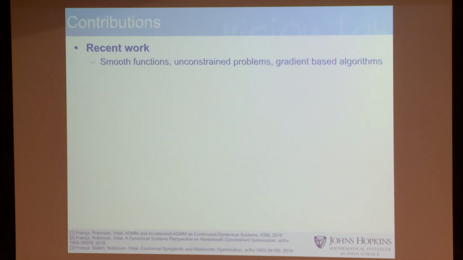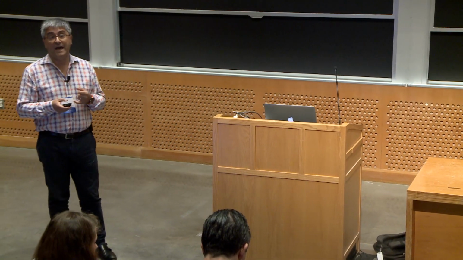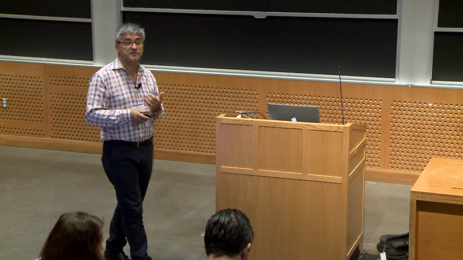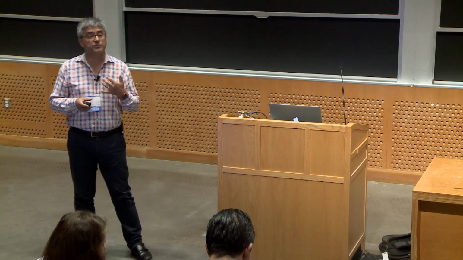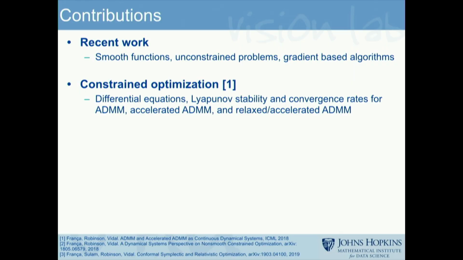So what my student or postdoc has been doing is, how can we extend this? So these results required the function to be smooth. They were designed for problems that are unconstrained and, by and large, gradient or accelerated gradient-based methods. So what we've been doing is, first, how can we relax the unconstrained assumption? So we have looked at methods such as ADMM and various extensions of ADMM and trying to derive what are the differential equations using Lyapunov stability to analyze convergence and derive convergence rates.